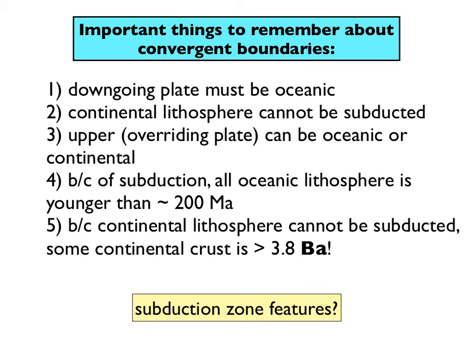4, because of subduction, there is no oceanic lithosphere on the planet that is older than about 200 million years old. 5, because continental lithosphere cannot be subducted, there is some continental crust present on our planet that is nearly the age of the Earth. So our planet is 4.55 billion years old, okay? And there is continental crust that is nearly that old. I've put 3.8 here, but there's actually crust that's even older than that.